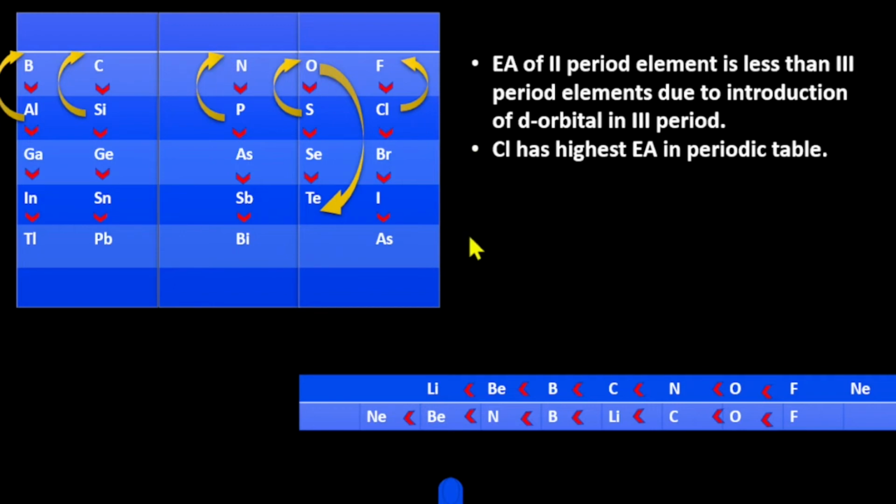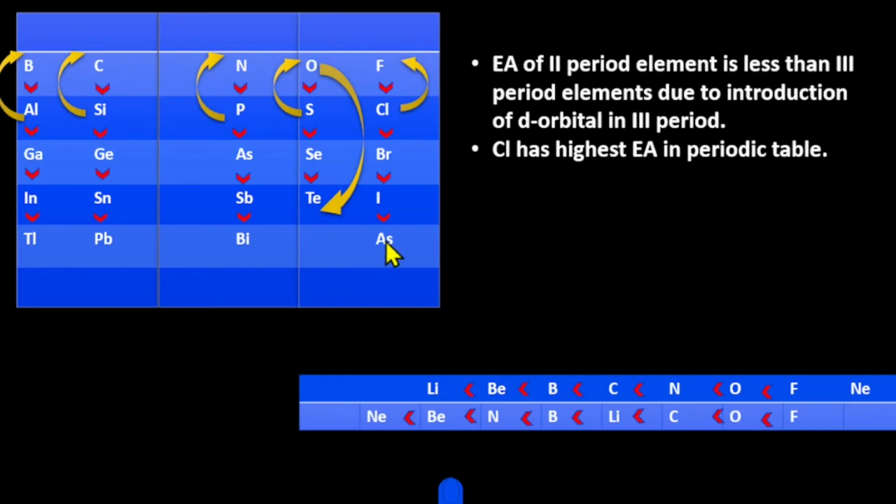Now, along the period, if we talk about it, one thing more you can observe is that chlorine has the highest electron affinity in the periodic table. Since this has come above, means fluorine has gone down. So chlorine has the highest.